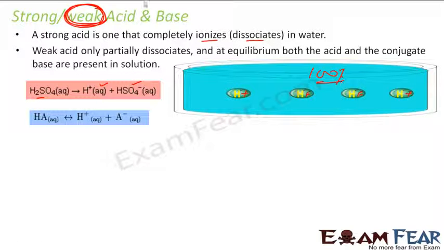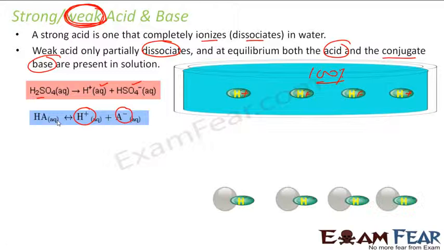Weak acids only partially dissociate, and they exist at equilibrium, and at equilibrium the acid and the conjugate base are both present in the solution. We'll discuss more about conjugate base in the next few slides. For example, there is a weak acid and you have an equilibrium sign here. It gives H plus and A minus ion, but a reversible reaction is also happening.